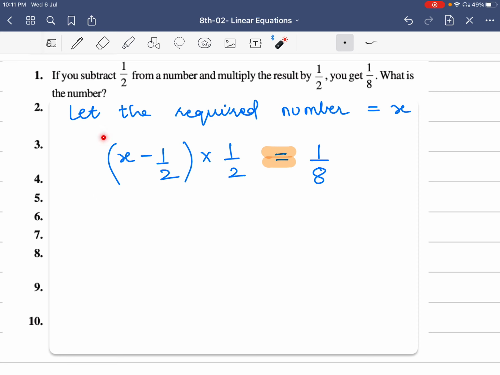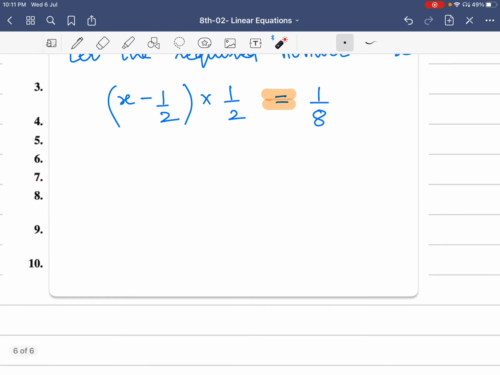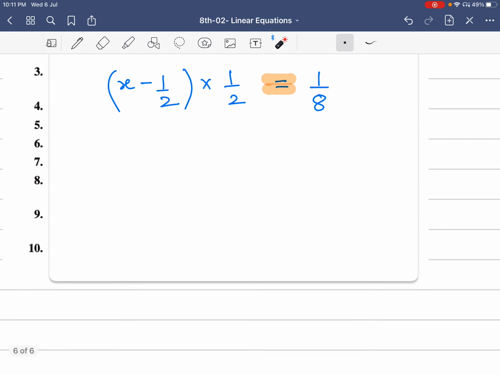Now that this equation has been formed, it's very straightforward. You have to just solve and try to find out the value of x. So let's come down here. This is our equation. Let's focus on that. Now, this is multiplied by half. So I'm going to take this 1 by 2 to the other side of the equation. One by one, we have to get rid of these numbers and keep only x on the left hand side of the equation.